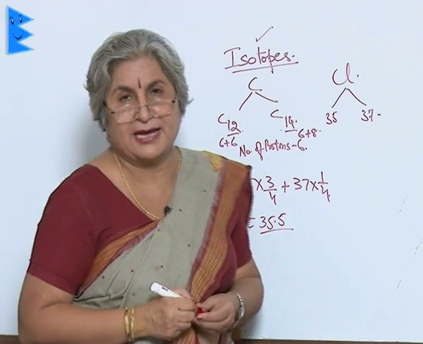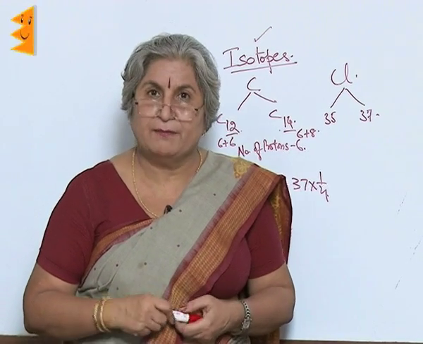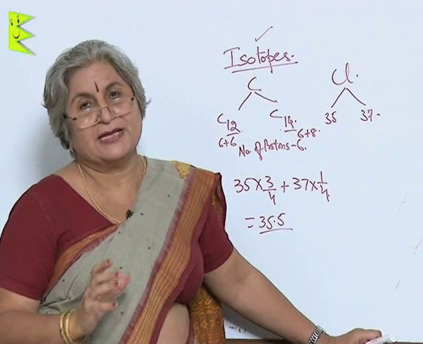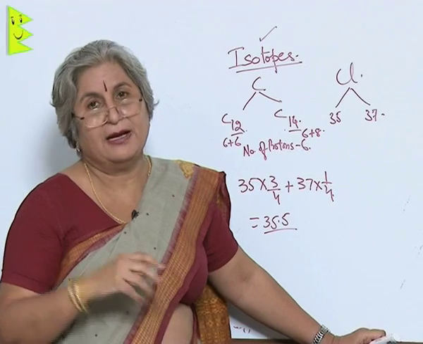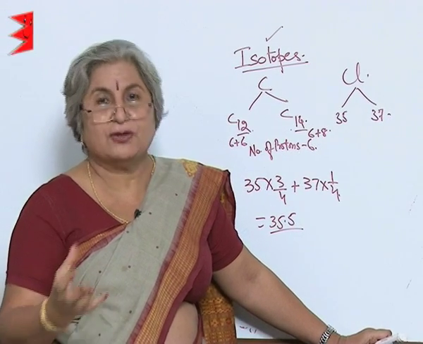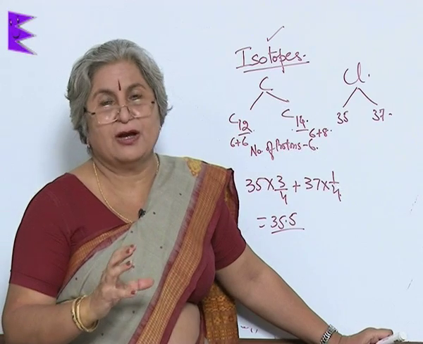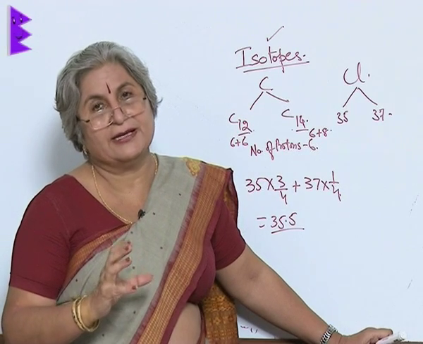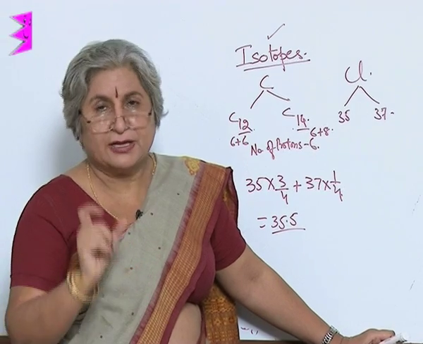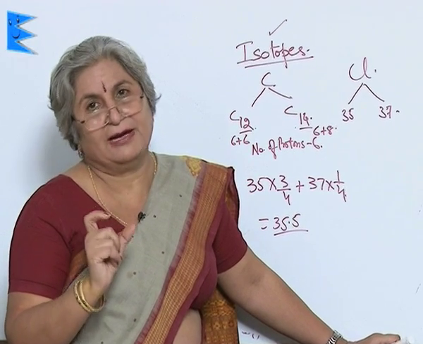This is just for understanding, it is a fraction. But what we mean to say is that there are chlorine atoms with mass number 35 and also with 37, but 37 are fewer, and so the average atomic mass of chlorine is 35.5. Whenever we are making calculations, we use the figure 35.5.